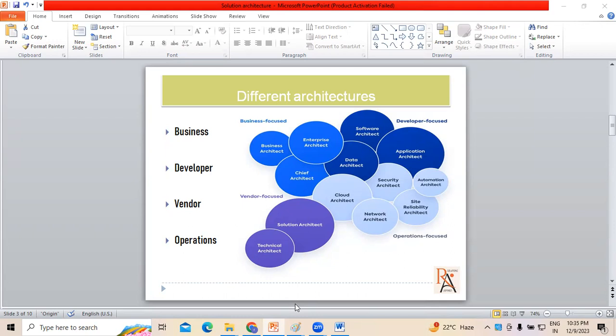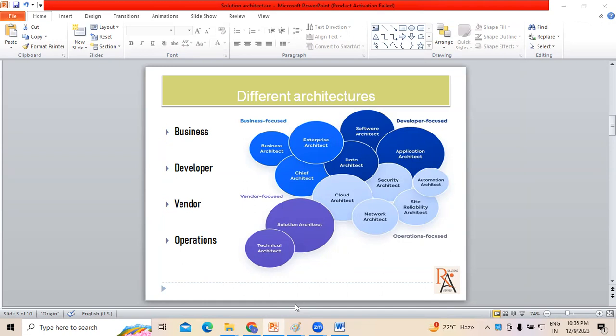Normally, from the larger context, architectures are categorized into four different parts, because we have many architectures like solution architecture. If it is cloud applications, cloud architecture. If it's a DevOps platform, DevOps architecture. In the same manner, when we are going to develop any project, the perception towards architectures is usually categorized into four parts. One is business oriented, second is developer focused, third is vendor oriented, and fourth is operations focused.